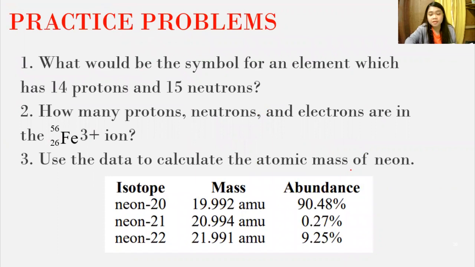For your practice problems, I hope that you will do these. I've given you 3. The first one: what would be the symbol for an element which has 14 protons and 15 neutrons? Then, how many protons, neutrons, and electrons are in this iron 3+ ion? And then use this data to calculate the atomic mass of neon. Since you already know how to classify atoms, molecules, and ions, I did not add any practice problems related to it here. But I hope that you really understood how to differentiate the 3.